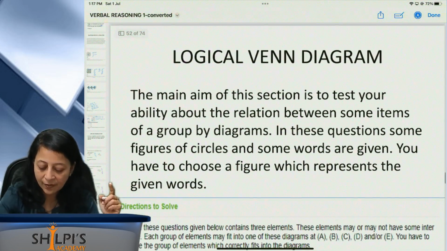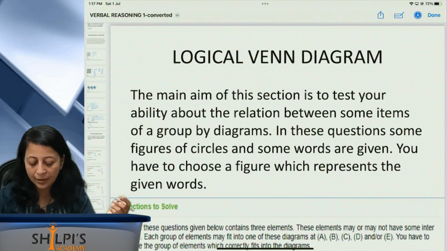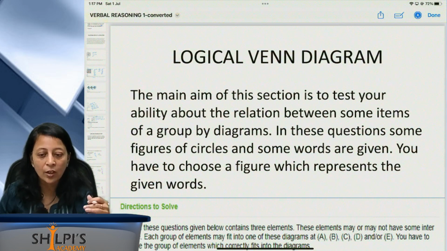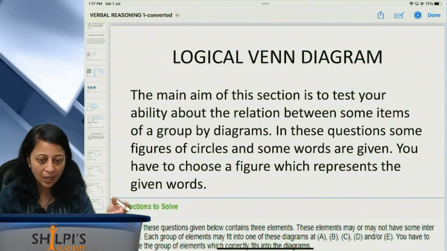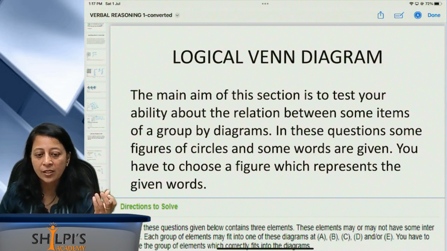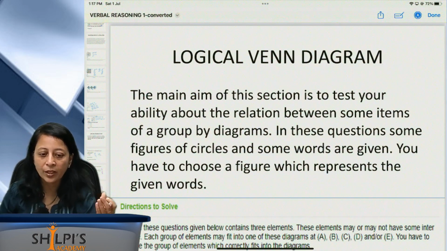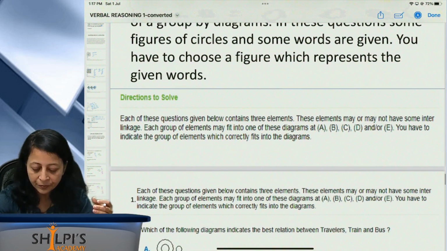Next type of question will be your logical Venn diagram. The main aim of this section is to test your ability to understand the relation between some items of a group by diagrams. In these questions, some figures of circles and some words are given. You have to choose a figure which represents the given words.